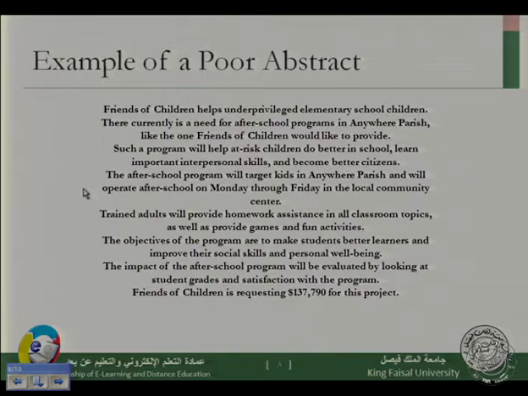So from the abstract, we know the goal or the objective of this research. We need to establish an after-school program for the kids because it's important. But it's missing what? It's missing a lot of the components of a good abstract. It's incomplete. We have the research problem, the research goals, but we don't have the methods that the researcher is going to use. He said something like, we are going to look at student grades and satisfaction, but this is not complete. You are going to look at the students' grades, but how are you going to establish the program?